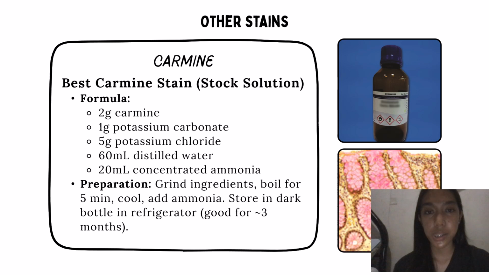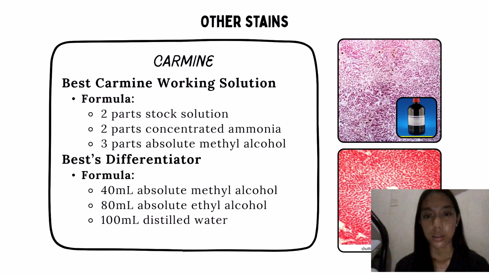The Best's carmine stain comes in 2 forms, stock solution and working solution. The stock solution is composed of 2 gram carmine, 1 gram potassium carbonate, 5 gram potassium chloride, 60 ml of distilled water, 20 ml of concentrated ammonia.